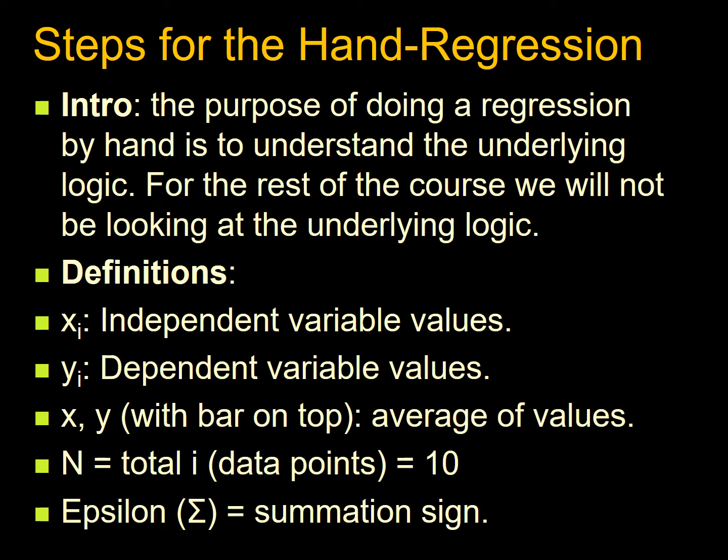Yi is the dependent variable. It's what we're trying to explain. And in the hand regression, we're only going to have one independent variable as it affects the dependent variable. X and Y with a bar on top, which we will call X bar or Y bar, means the average or the mean. It's a typical notation for the average. N is the total number of cases or data points, and they total i, where i is equal to 1 to 10, which is like a label for each of the different data points.